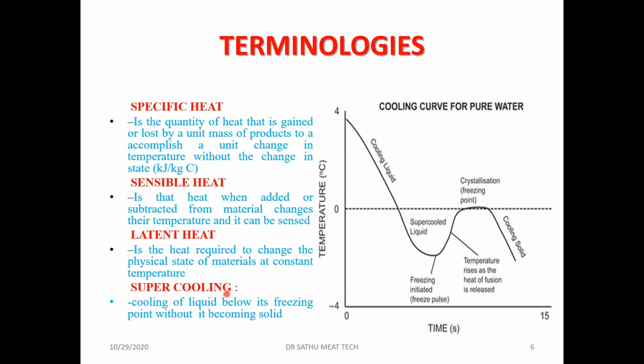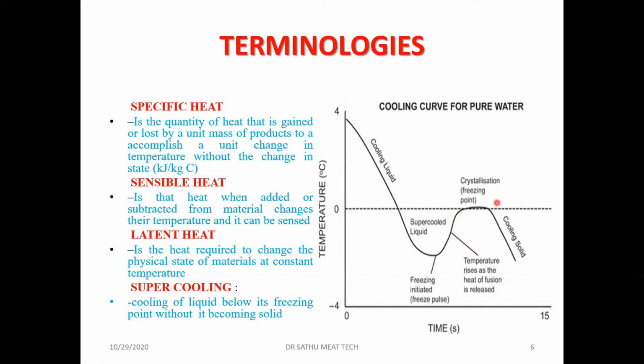What is supercooling? The cooling of liquid below its freezing point without it becoming solid. We have already seen that pure water will freeze at 0 degrees centigrade, but that is not actually happening. We can see the sensible cooling is taking place, so there is a loss of sensible heat, even after 0 degrees centigrade. The liquid is in the liquid form only. After a certain point, it will start losing the heat and crystallization, or the nucleation of the ice, takes place.